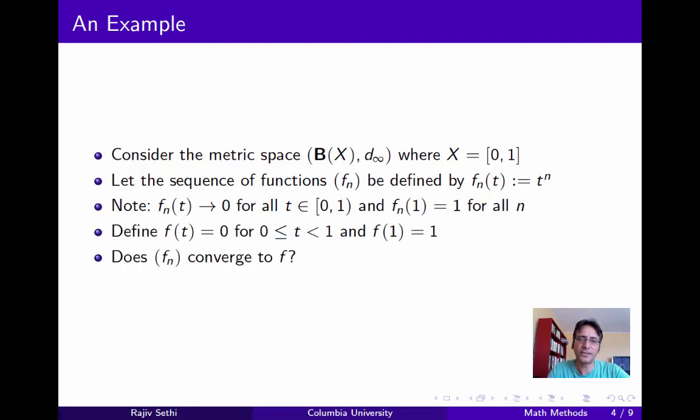So if this sequence of functions were to converge, a natural candidate for the limit would be the function f(t), which is 0 as long as t is less than 1, and is equal to 1 when t is equal to 1. Now ask yourself whether the sequence of functions f_n converges to f. And you can do this by considering the distance under the sup metric between f_n and f for any fixed n. And you should be able to show that this distance under the sup metric does not in fact go to 0, and therefore the sequence of functions does not in fact converge to f.